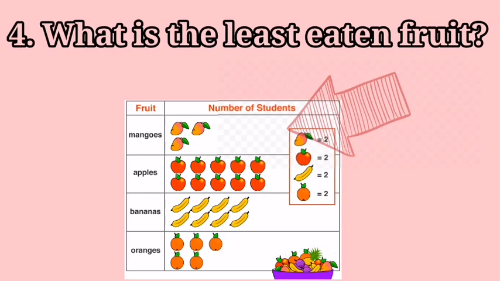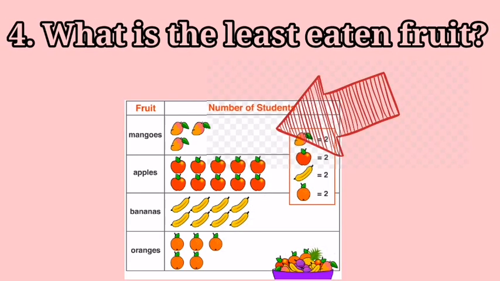What is the least eaten fruit? Look at the picture graph. Which picture of fruit is the fewest? Correct, the mangoes. So we can say that mango is the least eaten fruit.